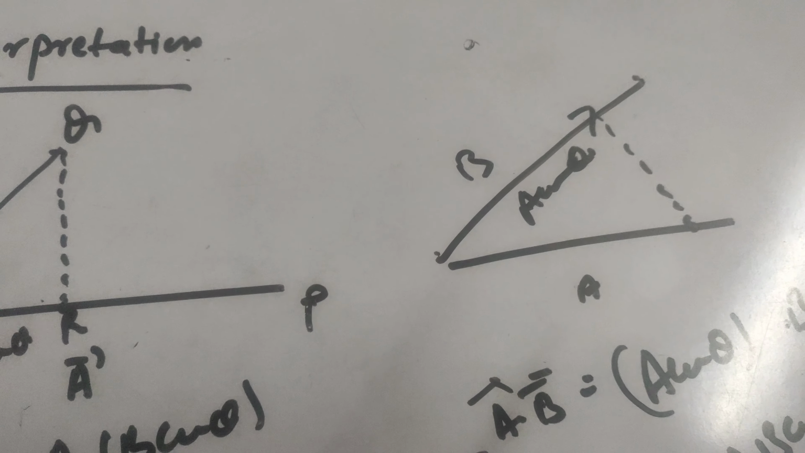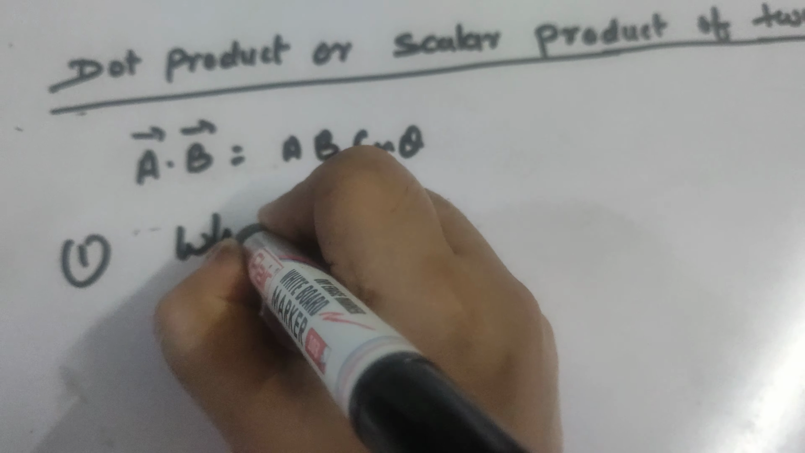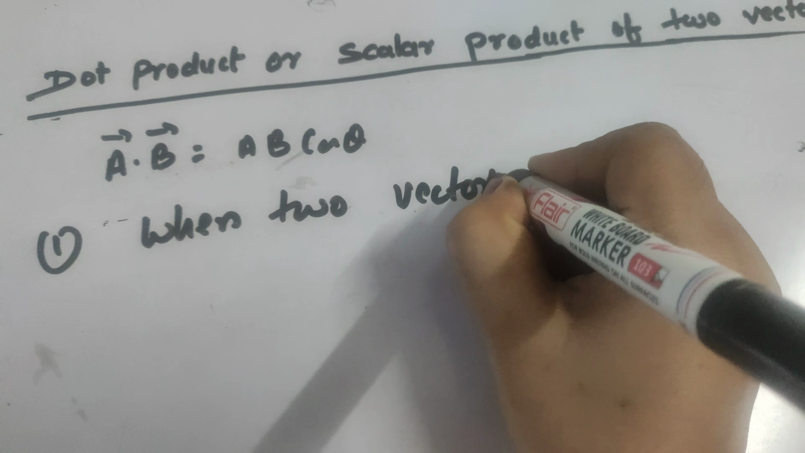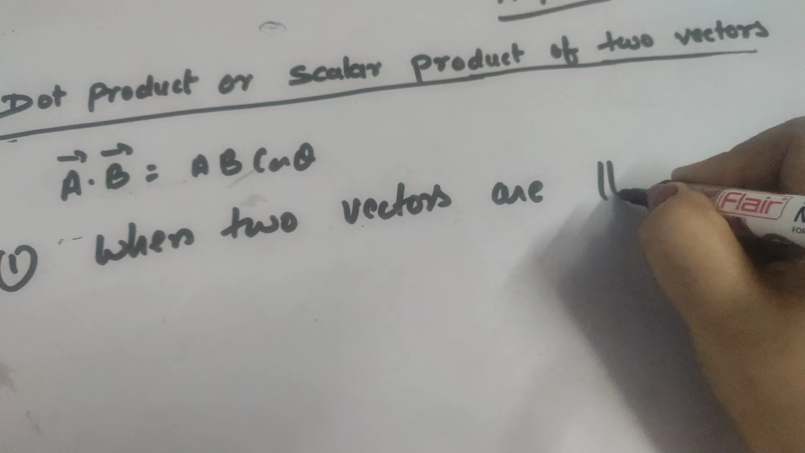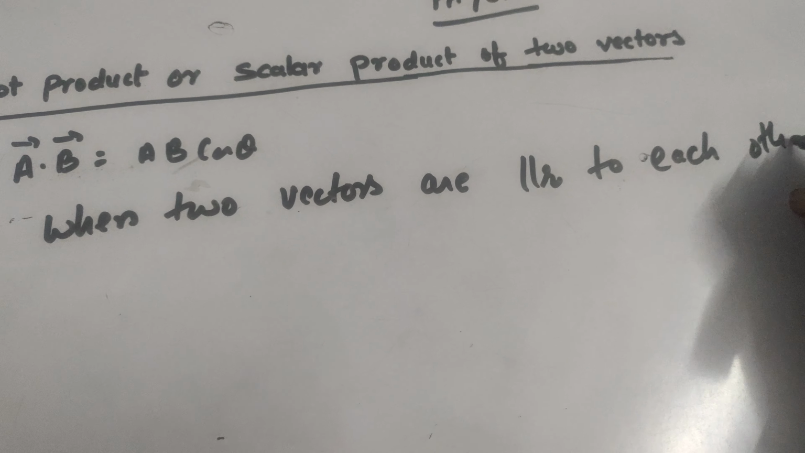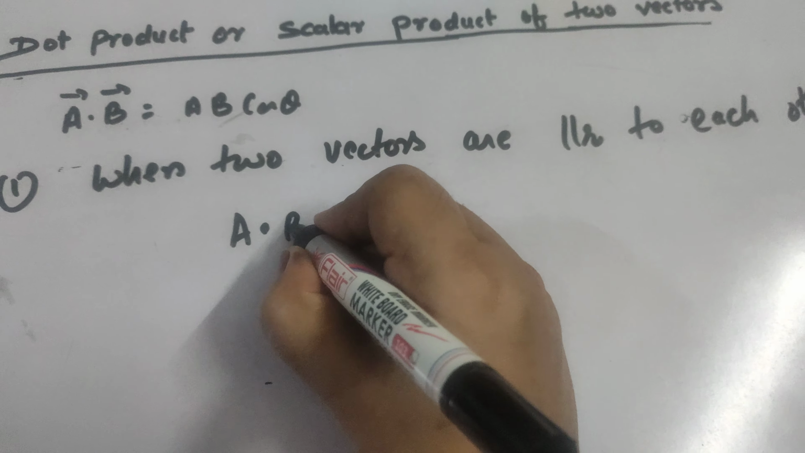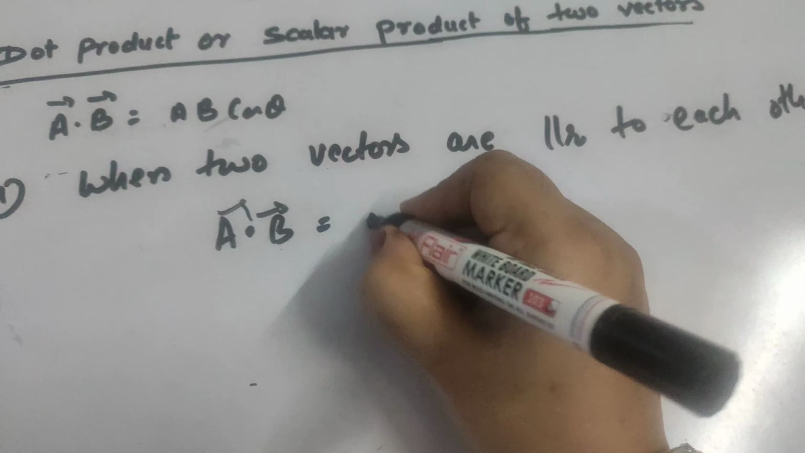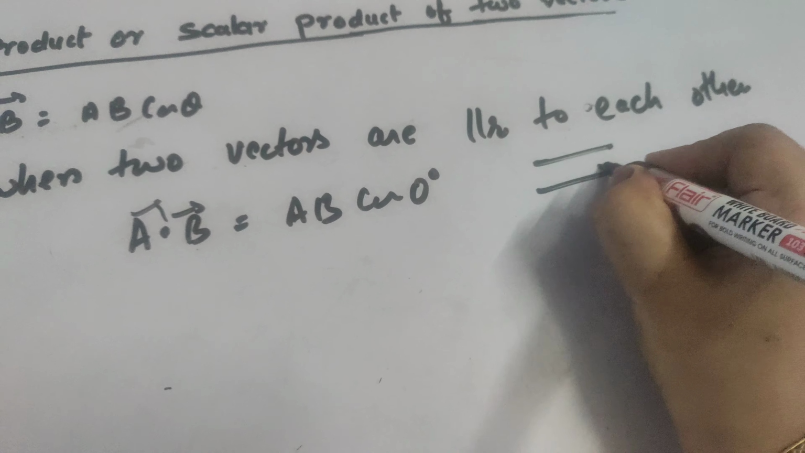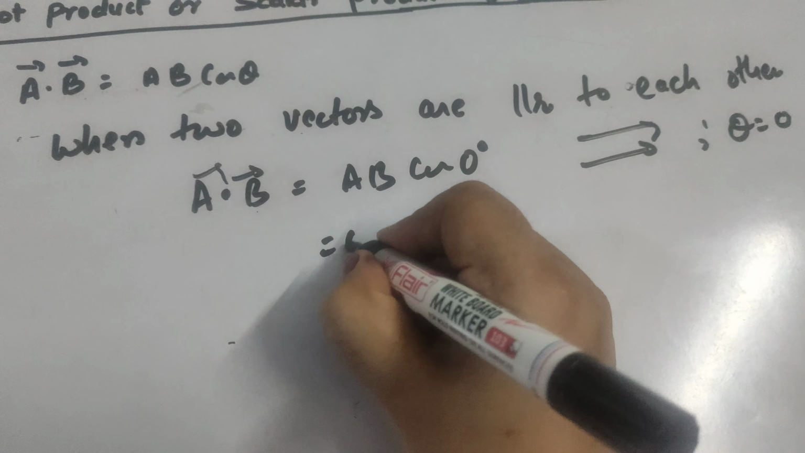Now there are some important cases. First case, when two vectors are parallel to each other. In this case, a dot b is equal to a b cos 0, because when two vectors are parallel to each other, the angle theta is equal to 0, so that is equal to a b.